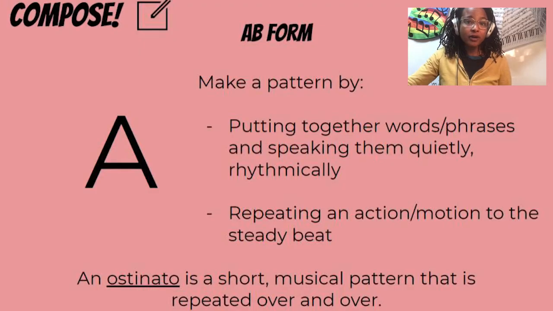Let's do it. We're gonna make your A section. So come up with a simple idea or pattern. Some of the basic elements you decide to use could be words or phrases that you speak quietly to yourself and rhythmically. Or you could come up with a movement or action or two that you repeat over and over to the steady beat. Once you feel comfortable repeating your element 4, 8, 16 times, you'll know you've got your ostinato going. I'll give you some time to come up with something now.